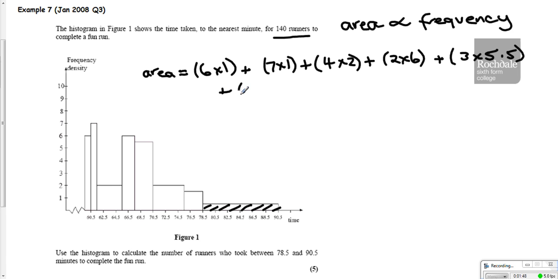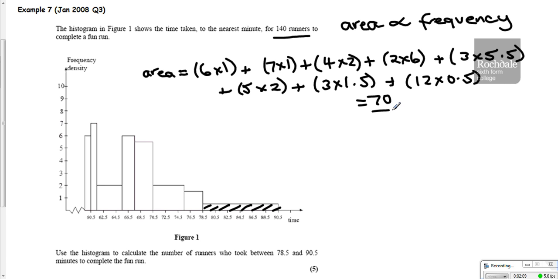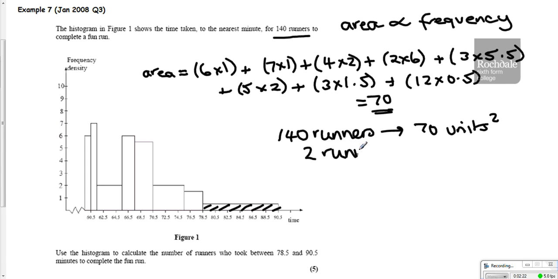I'll keep going. So I think we've got 5 times 2. For the next one, 3 times 1.5. And then I think the last one has a width of 12 and a height of 1/2. Now it's tempting to assume that that would add up to 140, but it actually doesn't. It adds up to 70. So 140 runners is an area of 70 square units. So it's 2 runners for every 1 square unit.